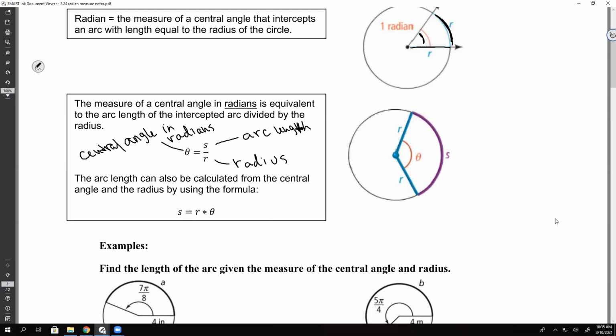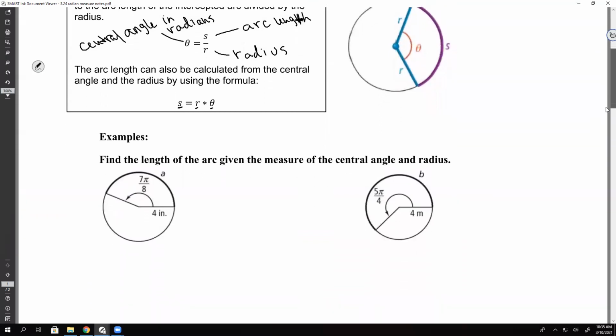And then you can also work the formula the other way around. Let's say you need to find the arc length S, and they give you the radius and the central angle. You just multiply the radius and the central angle, and that gives you the arc length. Okay, so let's go ahead and do our first example.